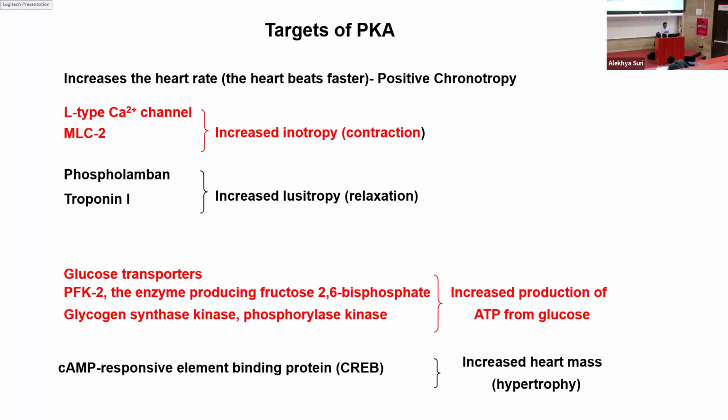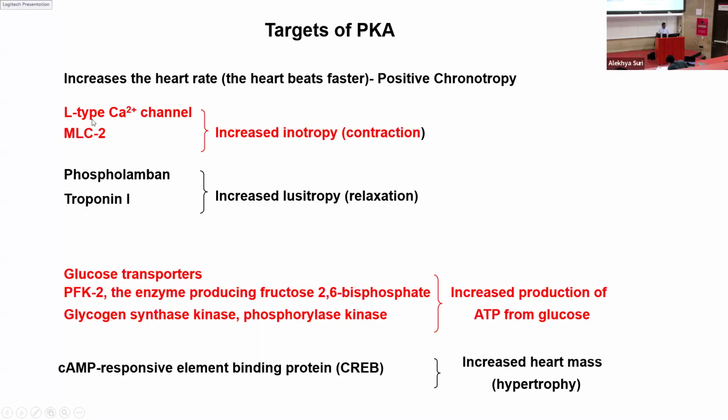That's mainly because of the activation of the funny current, and this is called positive chronotropy. So positive chronotropy means enhanced heart rate. If you see negative chronotropy, that means reduced heart rate. So one of the targets of PKA is the funny current, which increases the heart rate.